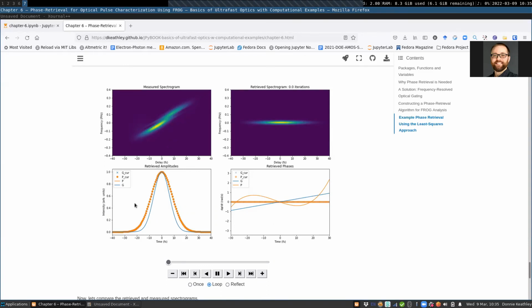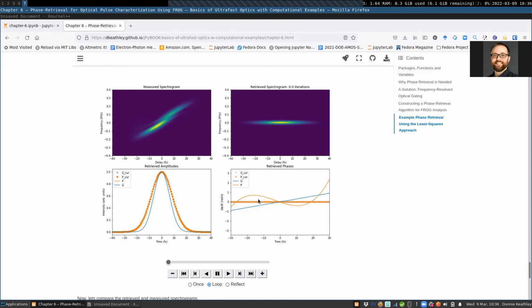Then down here in the bottom left, these are our amplitude functions of G and P. So this is the current G, the current P. These solid lines are the actual P and G values here. So this actual P value is kind of hidden by these data points of the guess. I could have made the guess even different. It would have still worked.